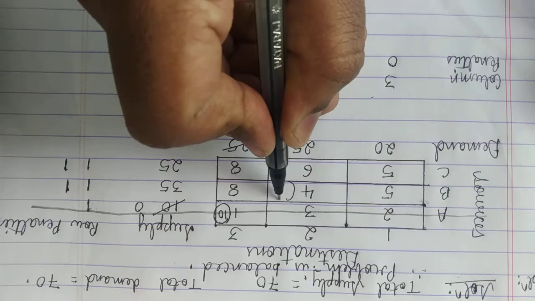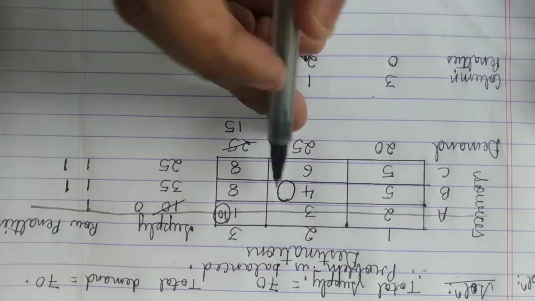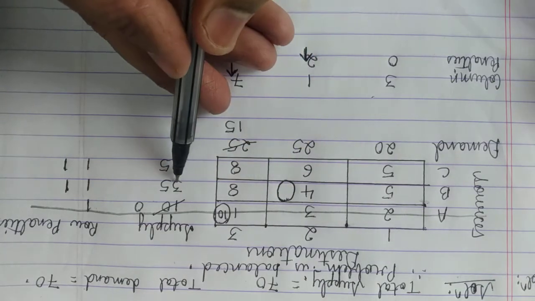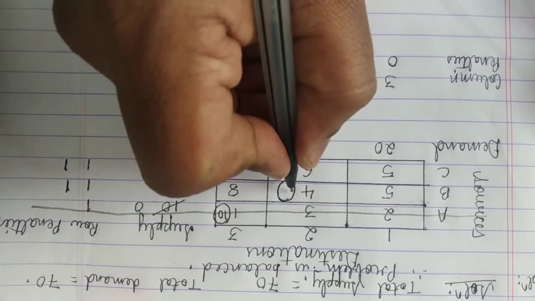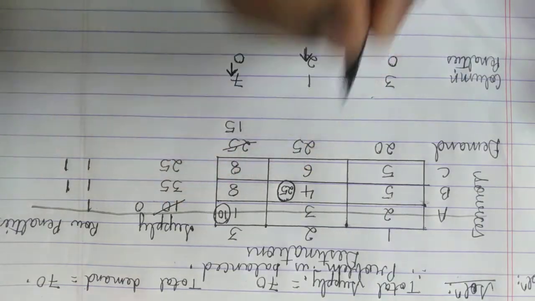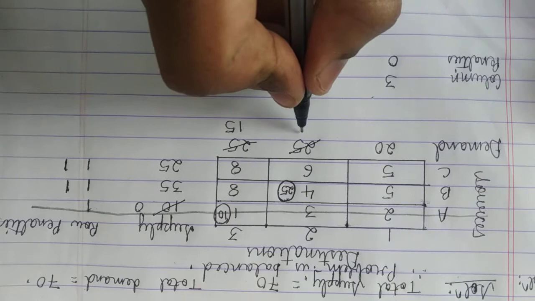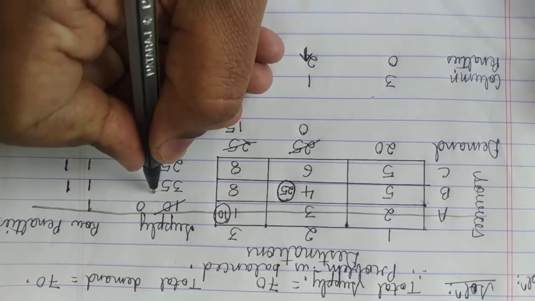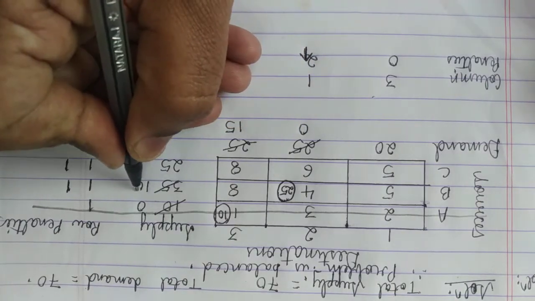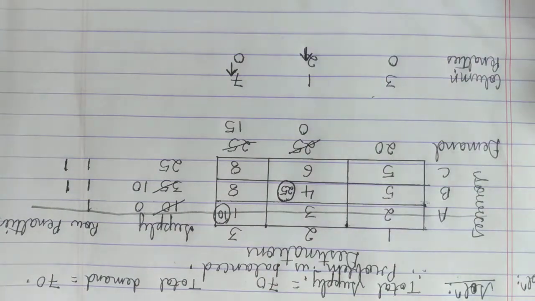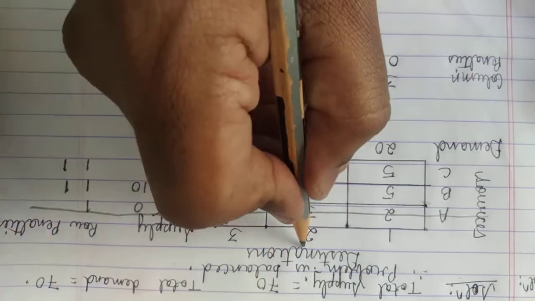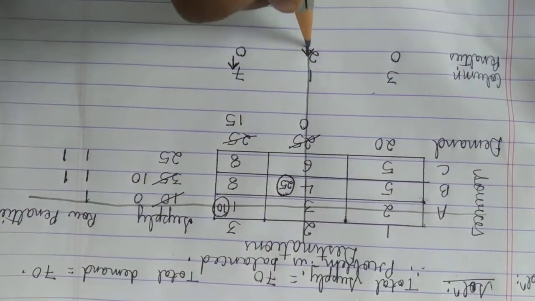How much will you allocate here? 35 is the supply, 25 is the demand. So I'll allocate 25. So what is the remaining demand? 0. Supply remaining is 10. So once any row or column becomes 0, you have to cancel it.